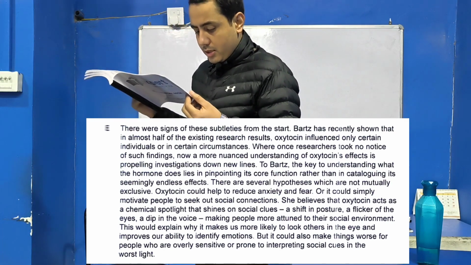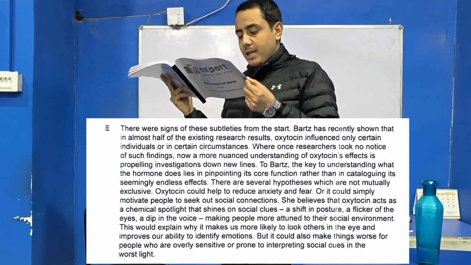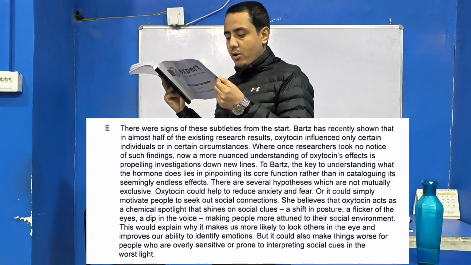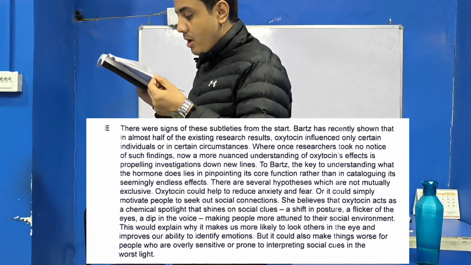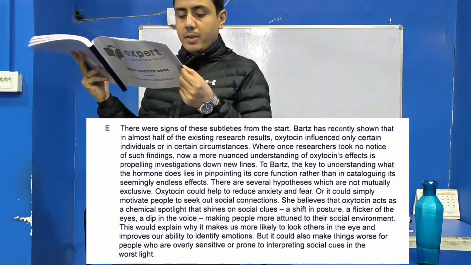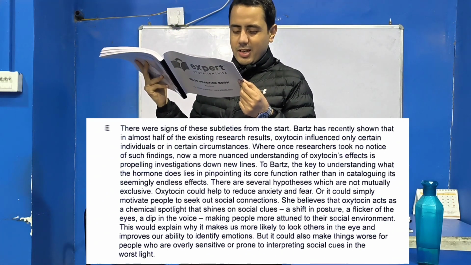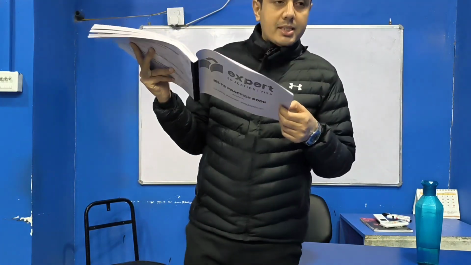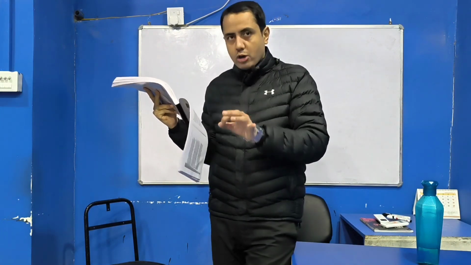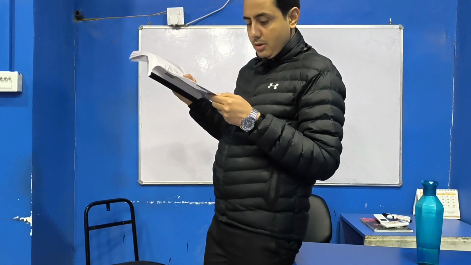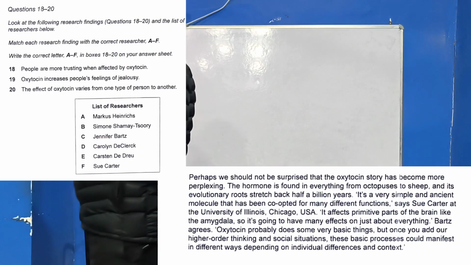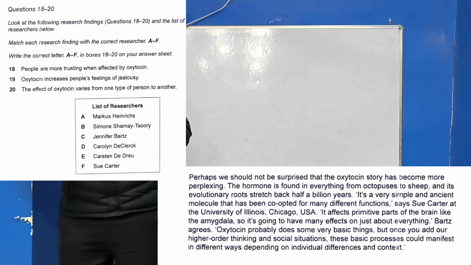It doesn't say that. But in the same paragraph, it says she believes that oxytocin acts as a chemical spotlight that shines on social clues, a shift in posture, a flicker of the eyes, a dip in the voice. Again, it doesn't say what number 20 is saying. Maybe C is not the answer, but still, if anywhere else her name is mentioned, let's search for that to be sure. If we don't find it, then maybe we'll look at number D as well. Anywhere else? Paragraph F. Okay. In paragraph F, at the end, do you see Barnes?